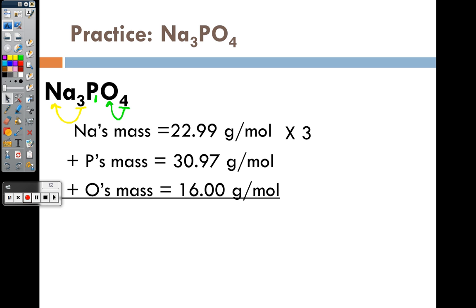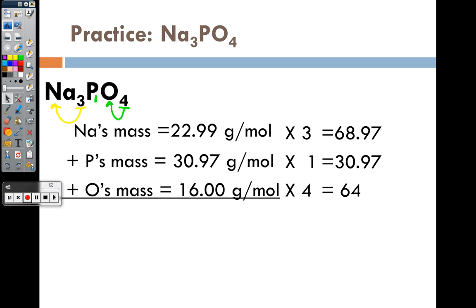I know that with sodium I have 3. With phosphorus, I'm going to multiply by 1. And then how about oxygen? 4. So I did the math for you, and this is what I get. When do we get the calculator? You can use your calculator. I know. It's that time of the year.